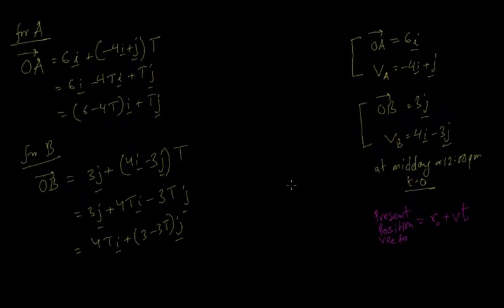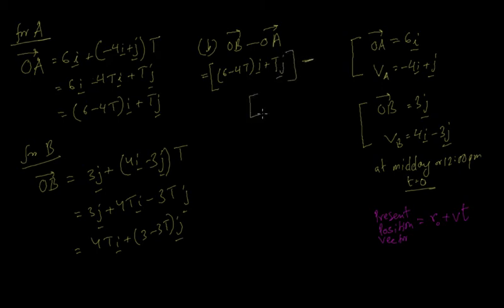So the next question, question number b, is OB minus OA. So we have to find the position vector of B relative to A. That means OB minus OA. So let me write this first: (6 minus 4t)i plus tj, minus, 4ti plus (3 minus 3t)j. So if we break the bracket, let's do this algebra very quickly.